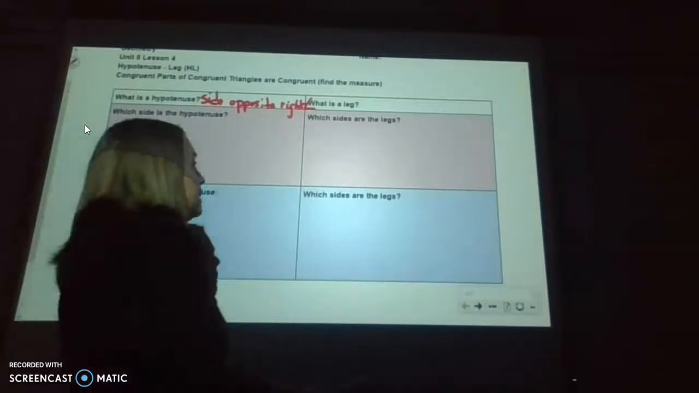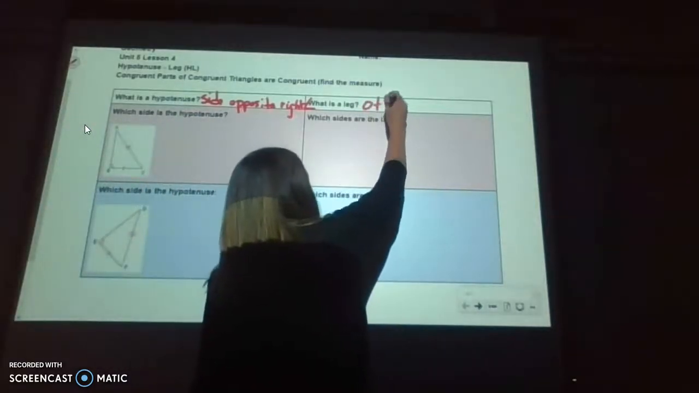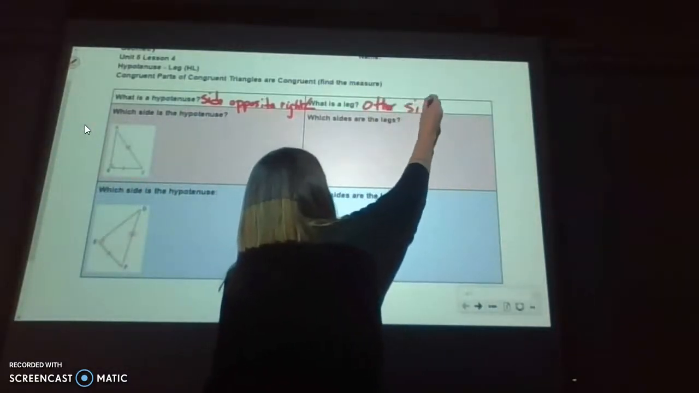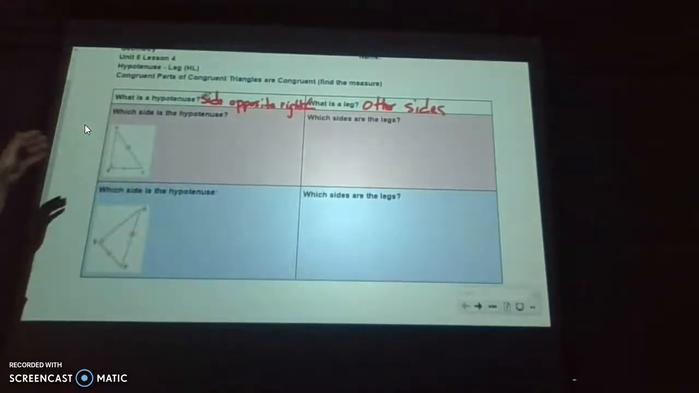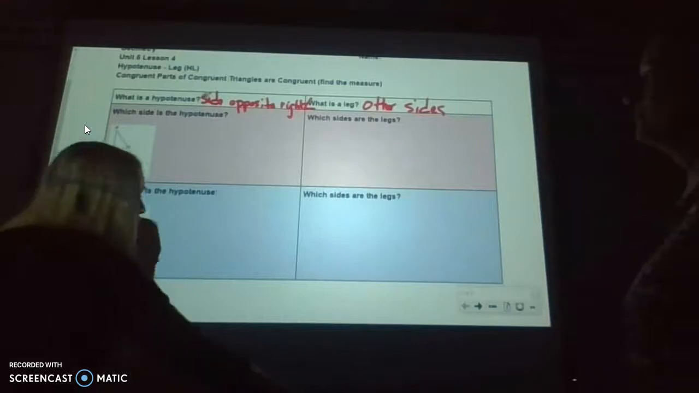And what is a leg? Those are the other sides. If it's not opposite the right angle, then it's a leg. Right? So let's see if we can figure out which one is a leg here on the first question.